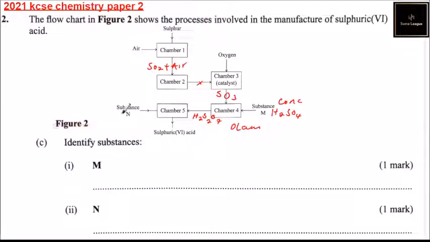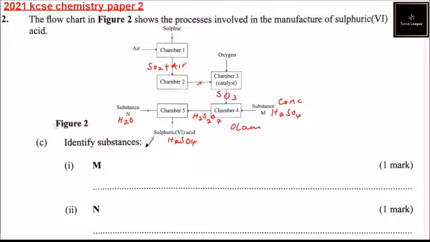In chamber 5, a substance N is added. This is when you add water, H2O. So when you add water, the oleum changes to sulfuric acid. So this is now sulfuric acid. So that is how the flow chart works for you to be able to produce sulfuric acid.